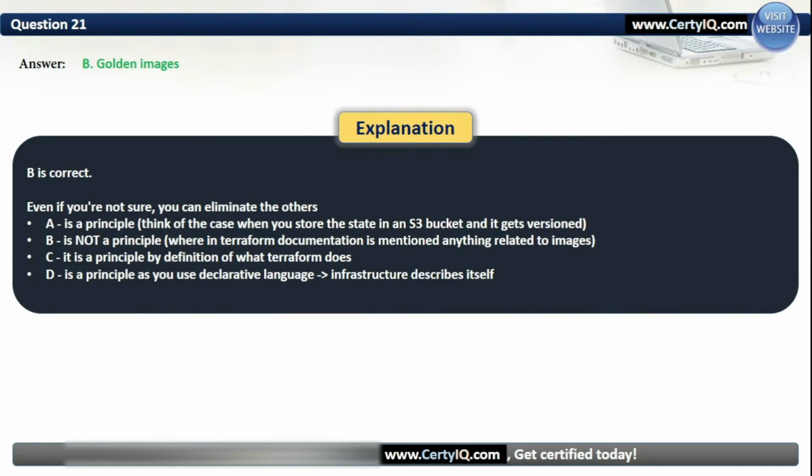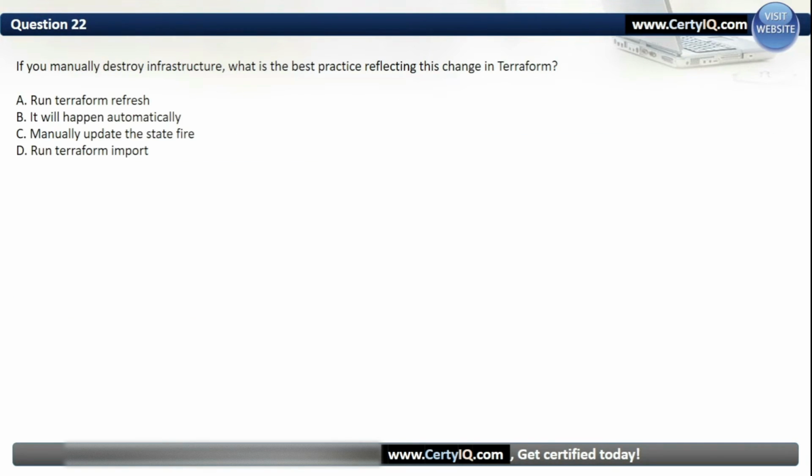B is correct. Even if you are not sure, you can eliminate the others. A is the principle. Think of the case when you store the state in an S3 bucket and it gets versioned. B is not a principle. Where in Terraform documentation is mentioned anything related to images? C is a principle by definition of what Terraform does. D is a principle as you use declarative language. Infrastructure describes itself.